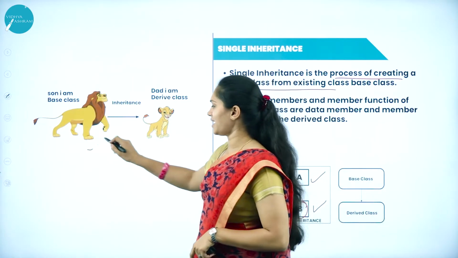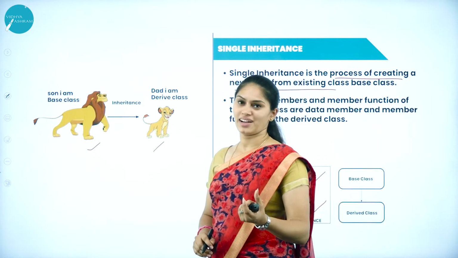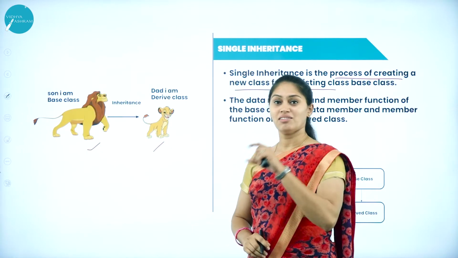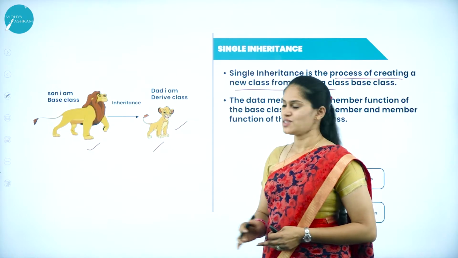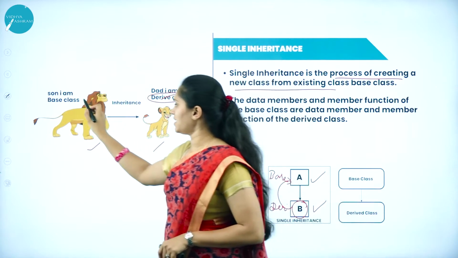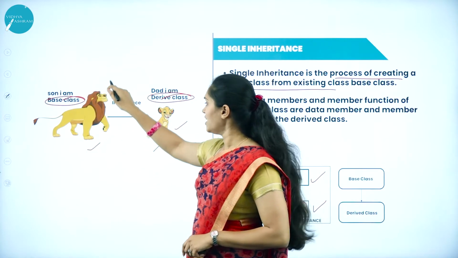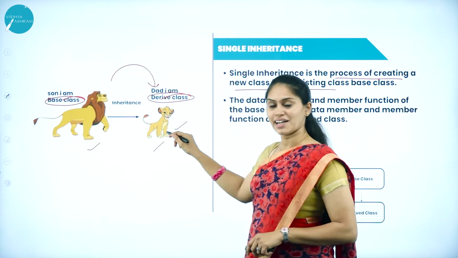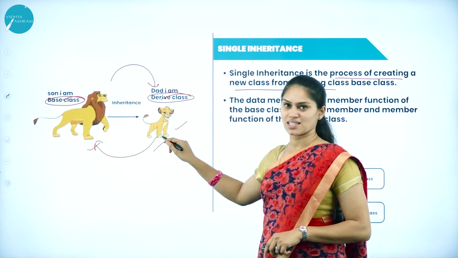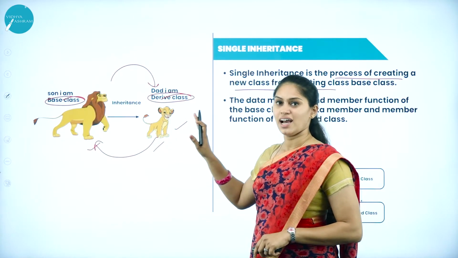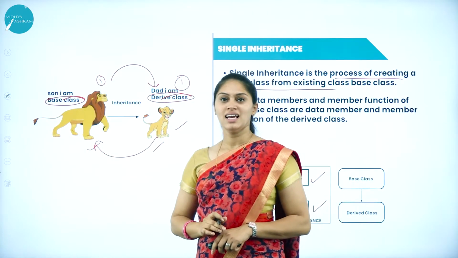Here I have a lion, so that is the base class. This cub will have the features of its parents, and along with that, it can also have its own features. So that means the cub is the derived class and the lion is the base class. The class which gives its properties to the new class is the base class, and the class which acquires the features from the existing class is the derived class. In single level inheritance, I have only one base class and only one derived class. That is regarding single inheritance.